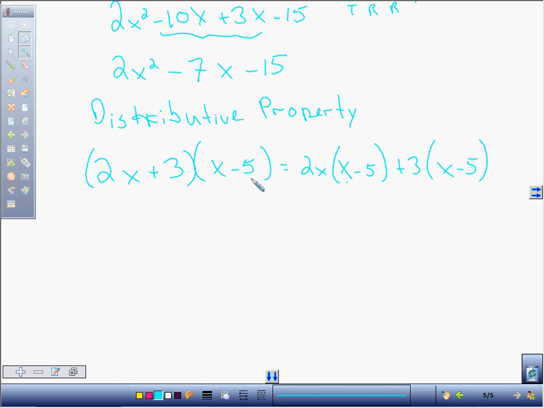2x times this plus 3 times this. What's 2x times x? 2x squared. What's 2x times negative 5? Minus 10x, plus, now I'm going to distribute through here. 3 times x is 3x, and 3 times negative 5 is negative 15.